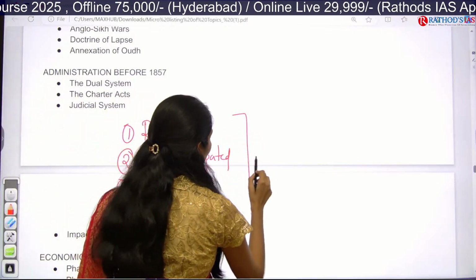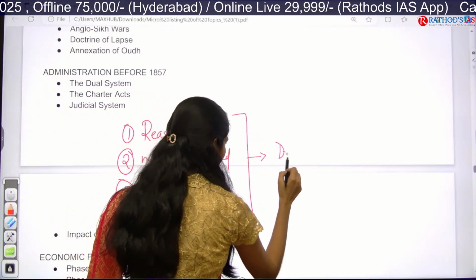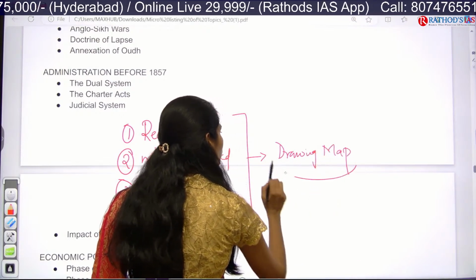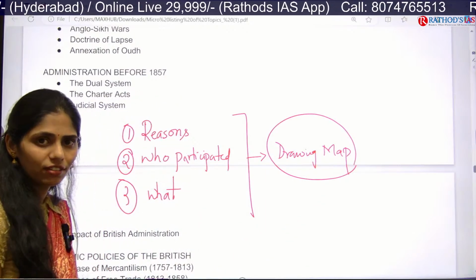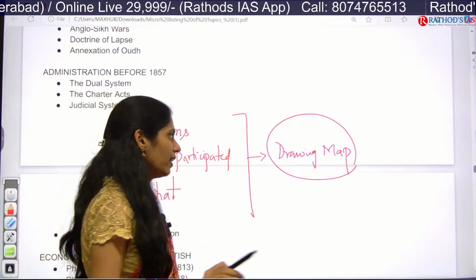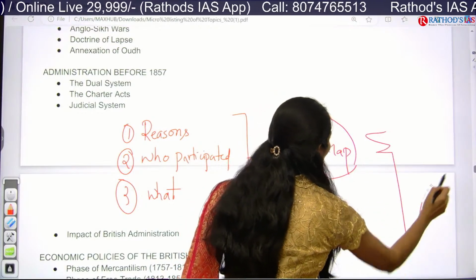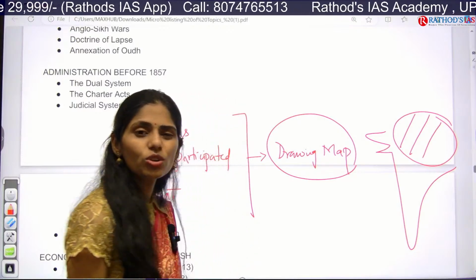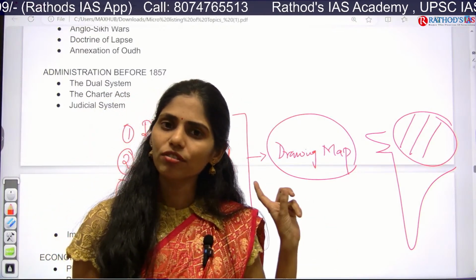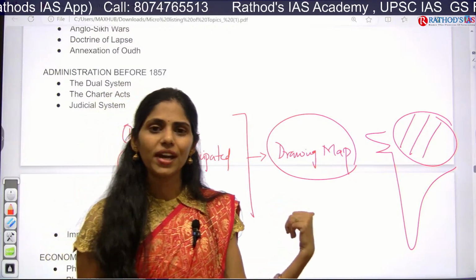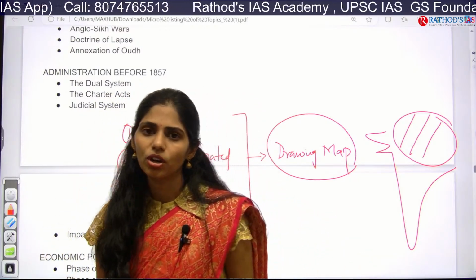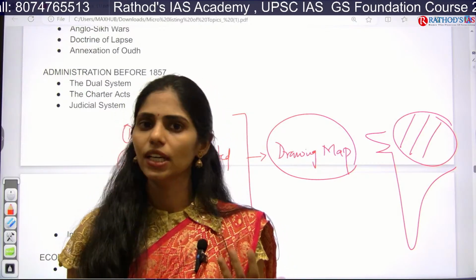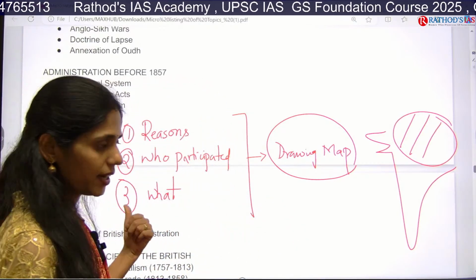And apart from that, there is also a need for drawing a map. If you draw a map of the areas involved in this revolt of 1857, you will know that only northern India participated in this revolt but not southern India. So it is one major drawback of the revolt of 1857. Why was it not much of a success? Because only the northern India part participated but not the southern India part. Okay, so that is very important.